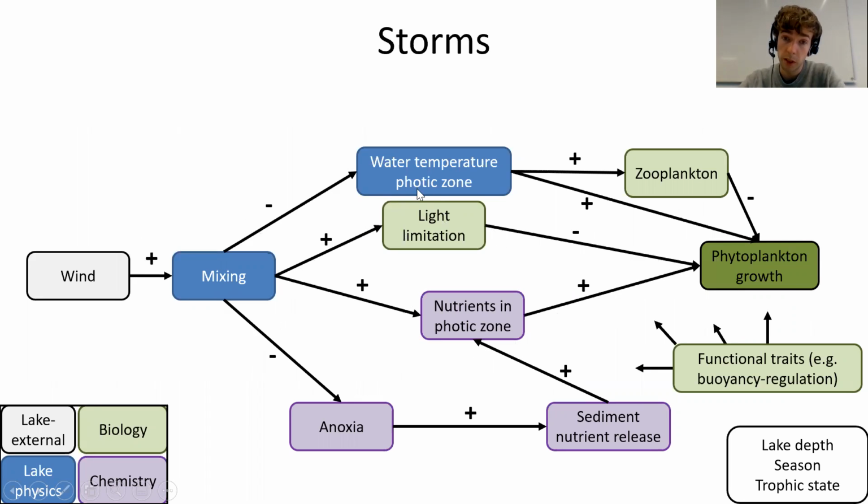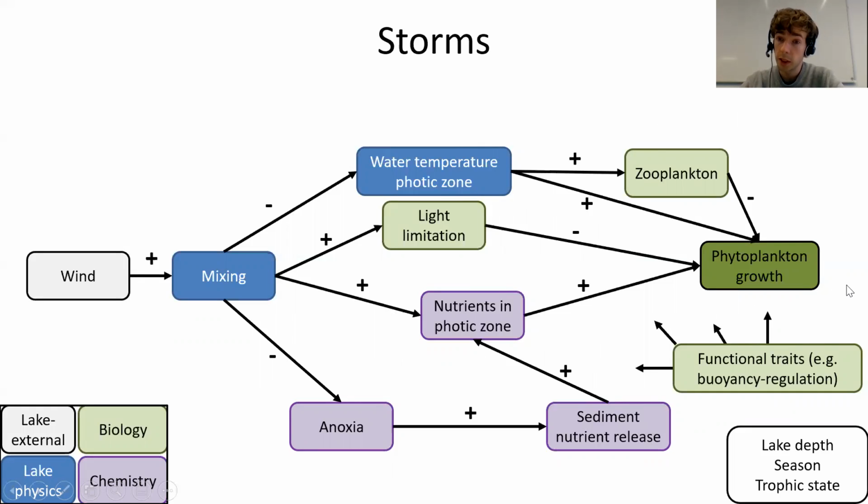And then there's water temperature. Water temperature can affect growth rates, maybe negatively for phytoplankton. But then if it has the same effect on zooplankton that predates on phytoplankton, the effect can be both ways. And there's also different timescales involved. If anoxia decreases due to a storm, as oxygen is mixed downwards, there is maybe less nutrient release, so less nutrients that end up in the photic zone, but on a different timescale.